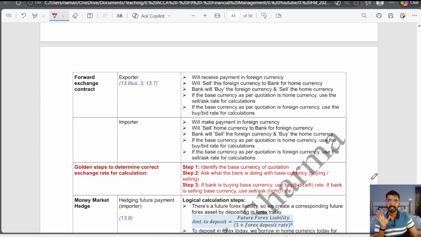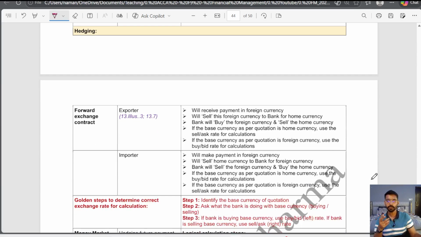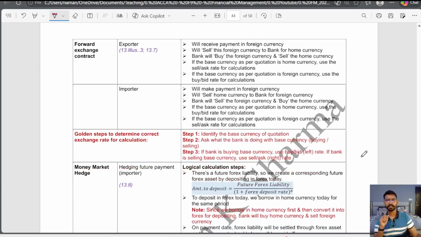Now we discuss the hedging instruments. There are 4 hedging instruments given to you: forward exchange contract, money market hedge, futures, and options. Options and futures are more theoretically based in this part of your syllabus in financial management. They are explained in a lot more detail, and the practical questions on them you will experience in your AFM syllabus. In FM, those are theoretical. Forward rate contract and more importantly money market hedge, these two are the most important parts of this entire chapter, which can be tested in the practical examination. Money market hedge specifically.